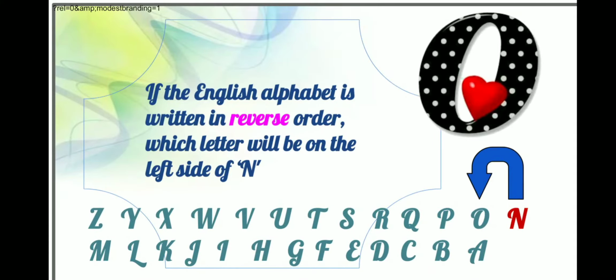Number one: if the English alphabet is written in reverse order, which letter will be on the left side of N? We know that M, N, O, so O comes after N. When the alphabet is written in the correct order, O is on the right side of N. But when we reverse the order, O will come before N, and then it will be situated on the left side of N. So your correct answer is O.